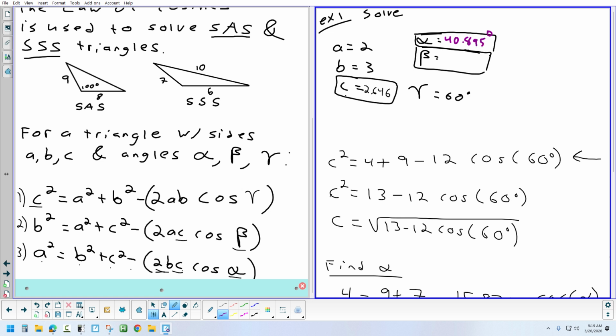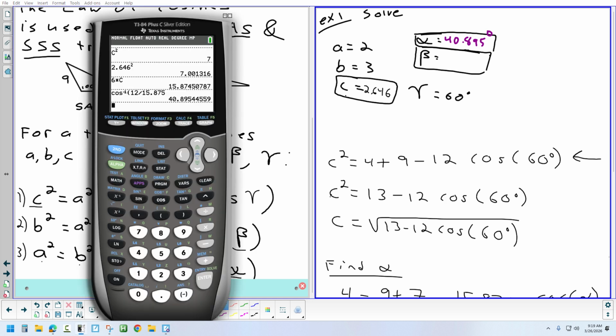All right, now that we've got 2 out of 3 of the angles, how could we get the third one? Yep. Add them together and then subtract that from 180. Yep. So you can add them up and subtract from 180, or you can just subtract each one of them from 180 one at a time, and it's just less typing for me to do it that way. So that gives me 79.105.